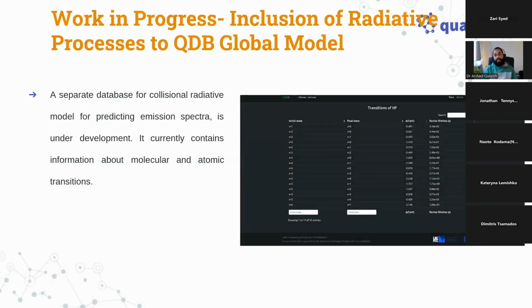This is work in progress. We are also developing a radiative database for predicting emission spectra. This is still under development. Basically, it will be a collision radiative model for predicting optical emission spectroscopy. Currently, it contains information about molecular and atomic transitions. So it will be included in the coming weeks. Yeah. Thank you.